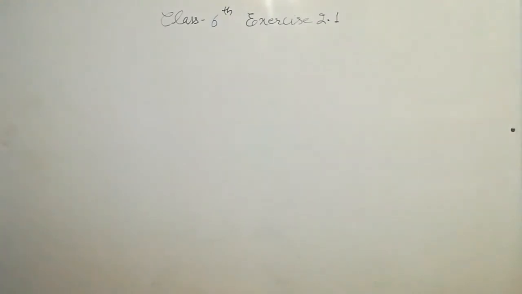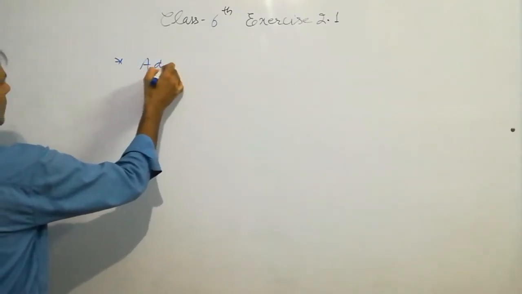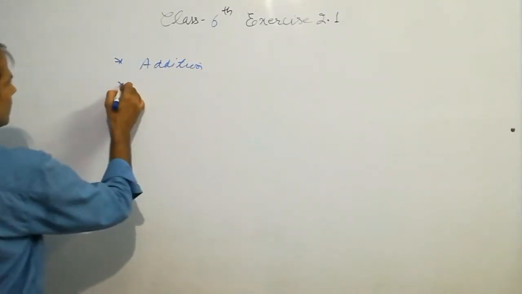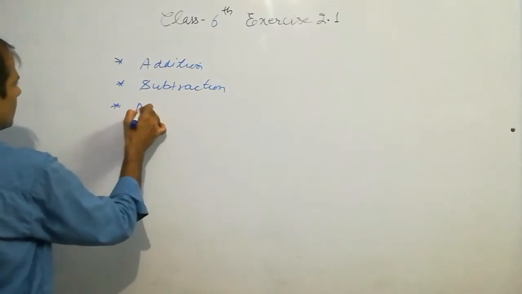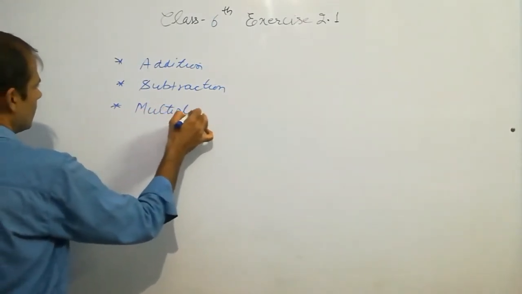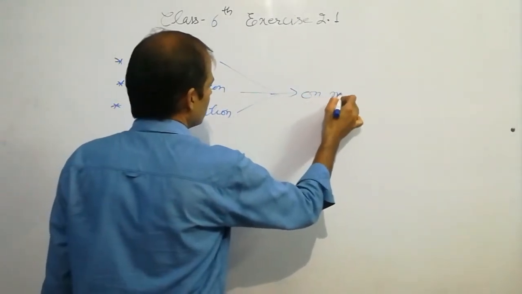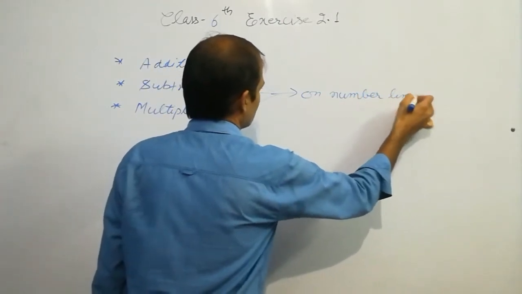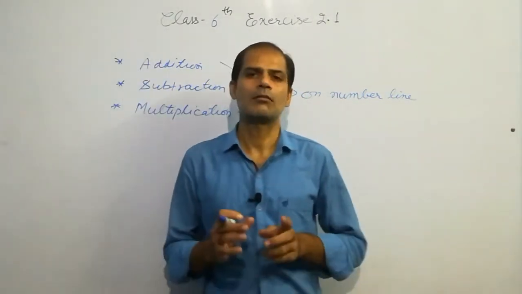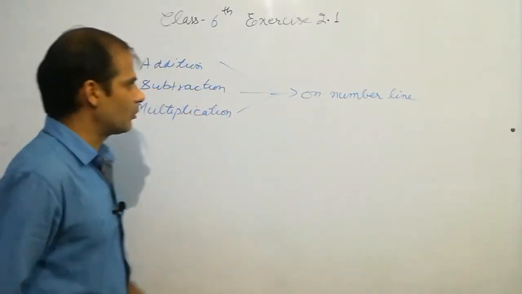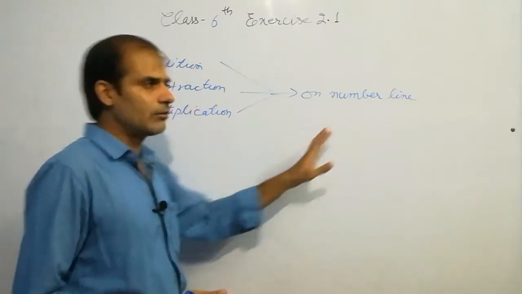So, the points which I am going to tell you are addition, subtraction and multiplication on number line, because you know how to perform addition, subtraction, multiplication and division, but in this video you will learn how to perform these operations on number line, and it's very interesting really.